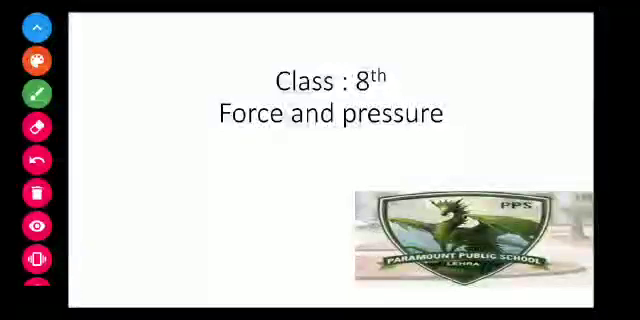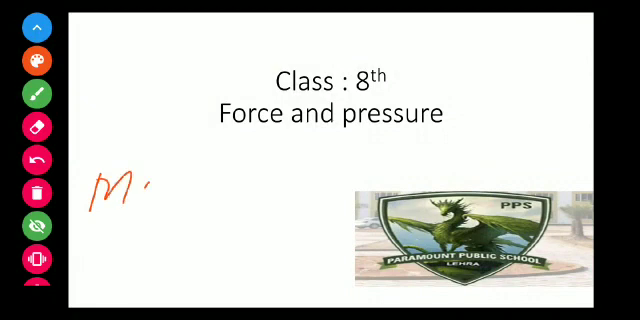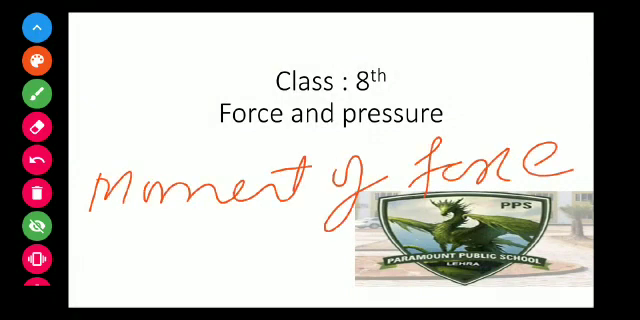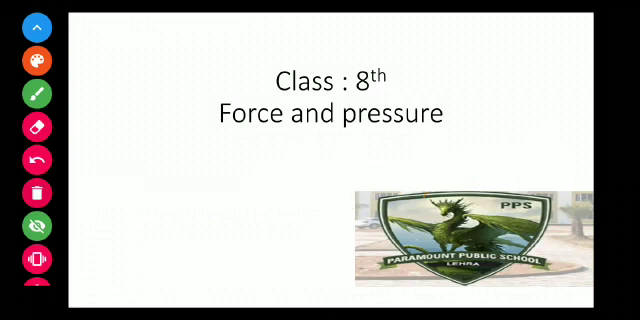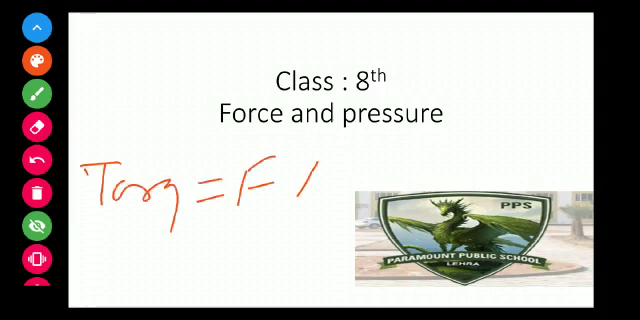Good morning, students. In this chapter, force and pressure, first of all, we studied about torque, that is turning force. Then, after torque, we study about moment of force, and moment of force is also known as torque. And what is torque? Torque is equal to the product of force and perpendicular distance.